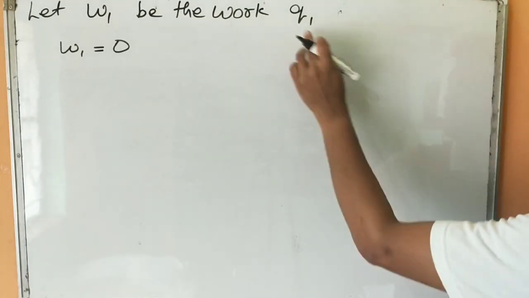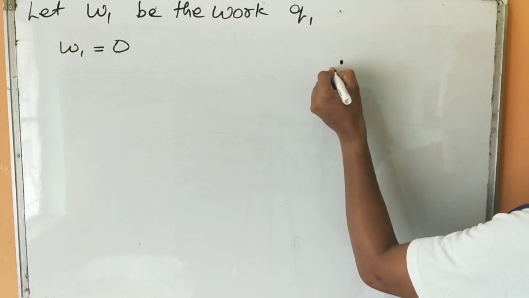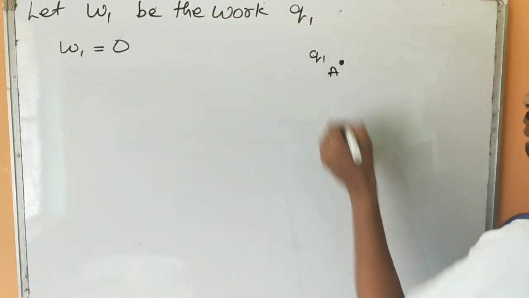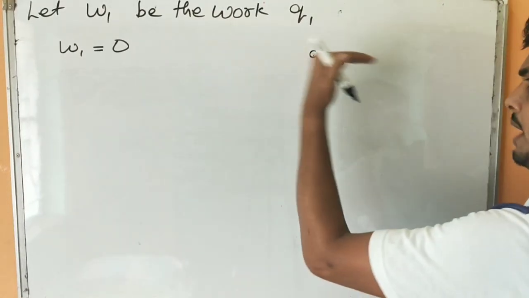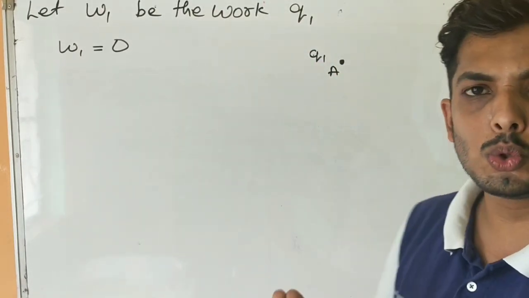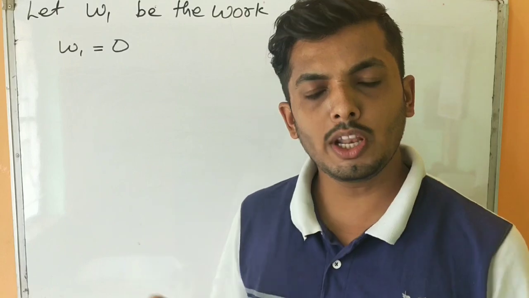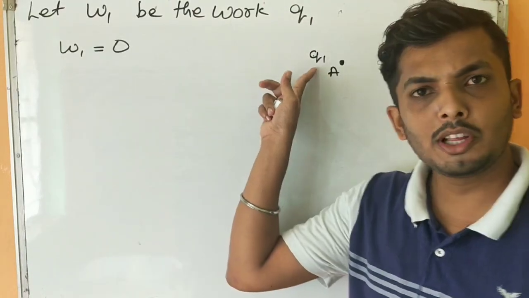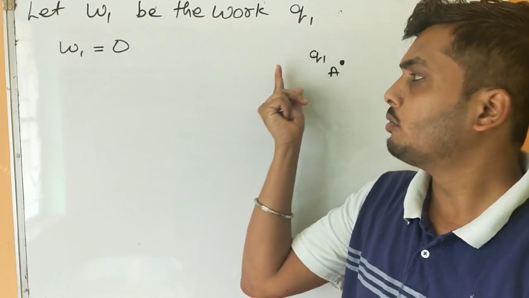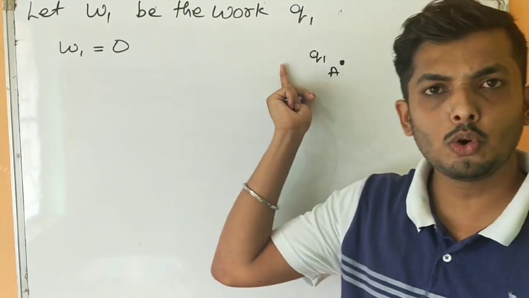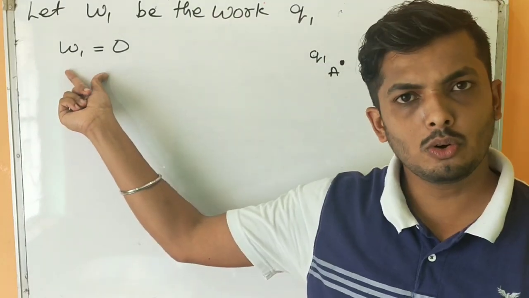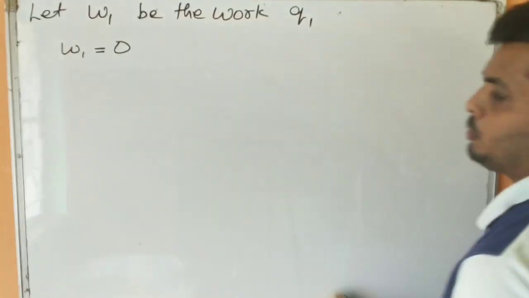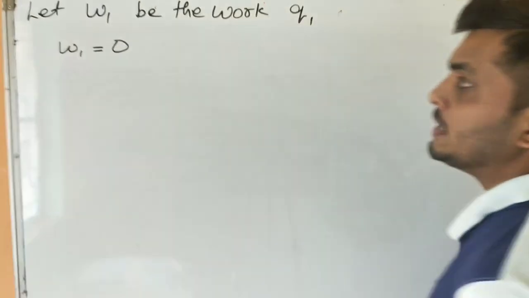I have brought Q1 from infinity to point A, and whatever work I have done was in the absence of an electric field. There was no electric field. So if there is no electric field at point A, it has experienced no force, and once the charged particle has experienced no force, work done will be 0. Yes or no? Because work done, what it tells, is force into displacement. Are you understanding? So W1 will be 0.